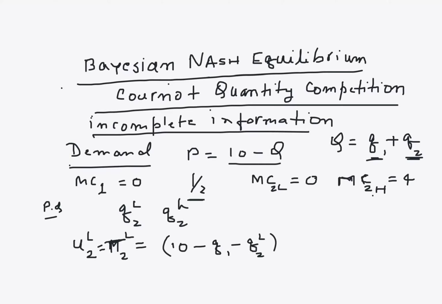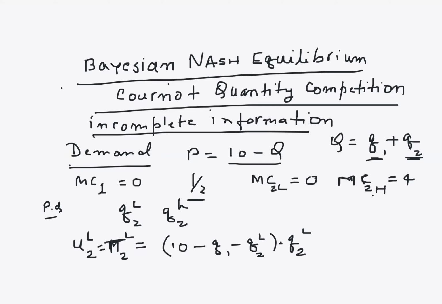And then you multiply it by the quantities produced by the low cost type of firm 2. There's no cost. If there were cost, then we can write minus marginal cost times quantity. Since marginal cost is constant, average cost is the same, and therefore that will give you the total cost. So this is the payoff or profit of firm 2's low cost type.